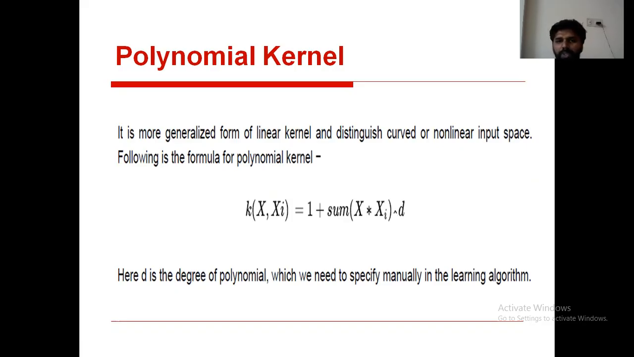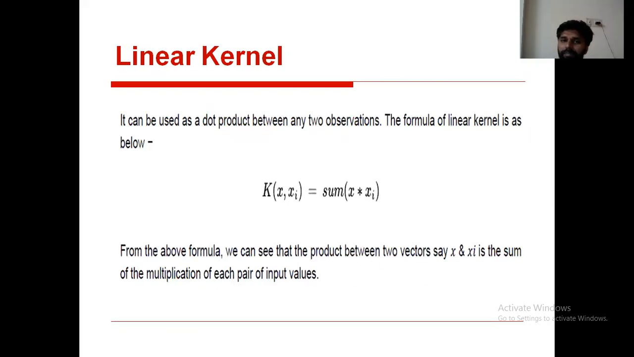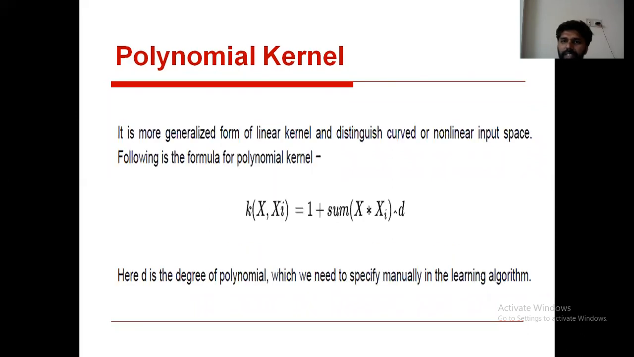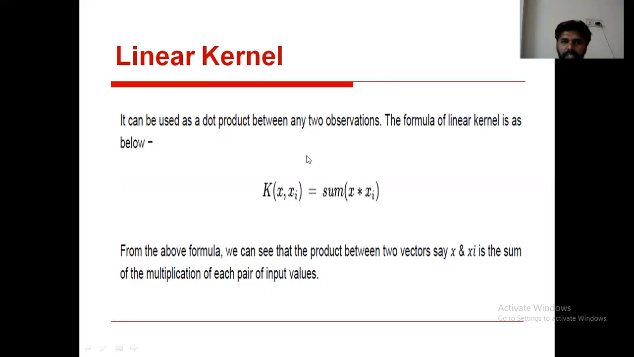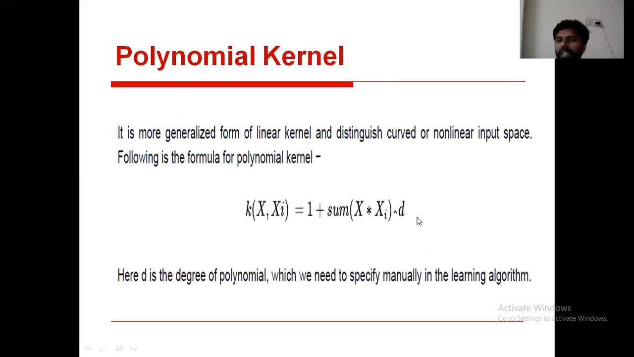Polynomial kernel is the most generalized form of the linear kernel, and it distinguishes curved or non-linear input space, right? It distinguishes non-linear input space. And what is the formula we are using for the polynomial kernel? Kernel of x comma xi is equal to 1 plus sum of, here we are adding 1 to the linear kernel. Here we are using linear, and here we are working with non-linear.